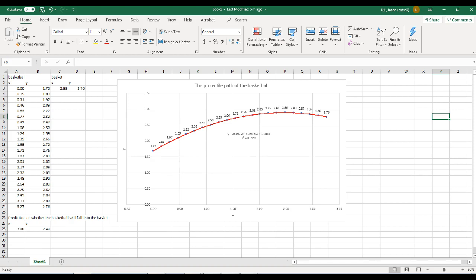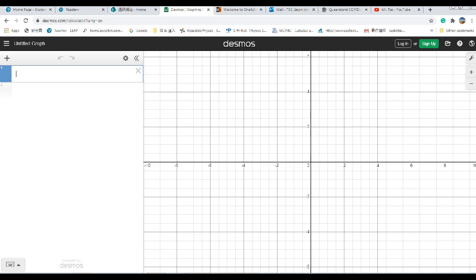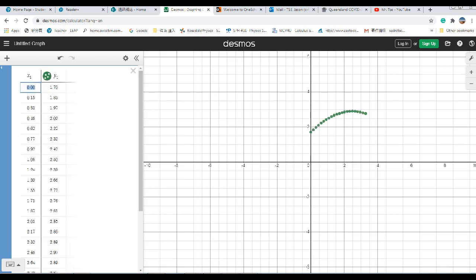So first you need to copy all the data here in Excel. Let's copy it. Right, so let's go to Desmos, and you just paste it in Desmos. So you see a curve right here. These are the points of the data. But how could we find the equation of this group of data?